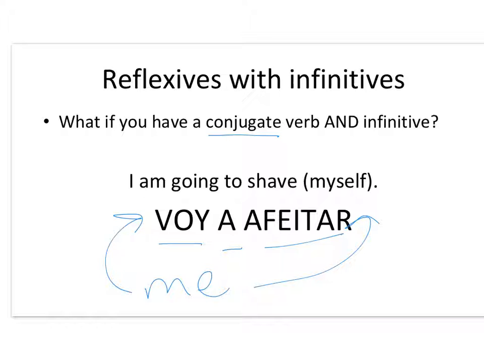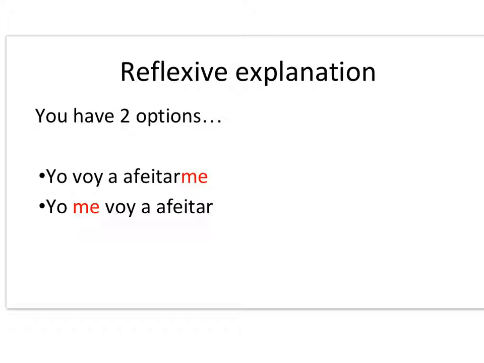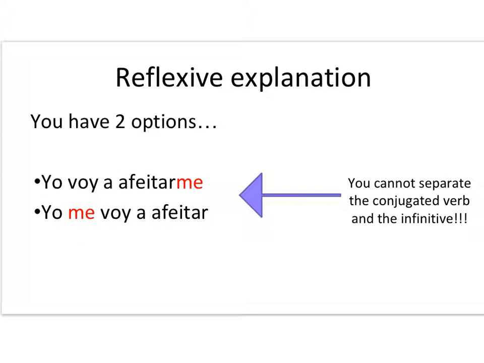So let's see. You actually have two options. You can attach it to the infinitive, which is rare. Only we can do that when we have an infinitive. Or we can put it in front of voy, which is the conjugated verb. You can't put it in both spots. You cannot separate it, okay? So you couldn't put it like right here or right there. You have to have it before everything or at the end. So this tells you what I just said. You cannot separate the conjugated verb and the infinitive.